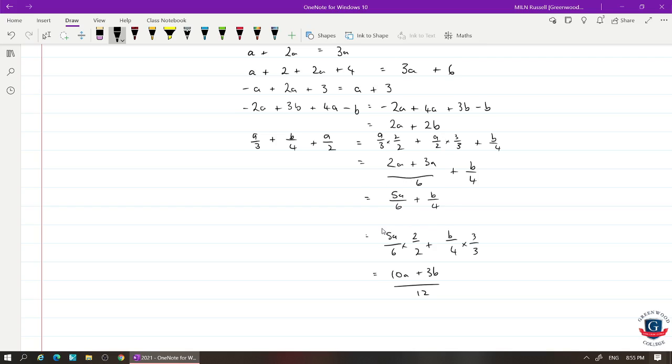Now if we wanted to continue, we could say, alright, well the lowest common denominator of 6 and 4 is 12. So that would become 10A, and that would become 3B, all over 12. 10A plus 3B over 12. Now if you don't understand this, it's worth investigating a little bit further because this will help us when we get to the more complicated examples in the next slide.